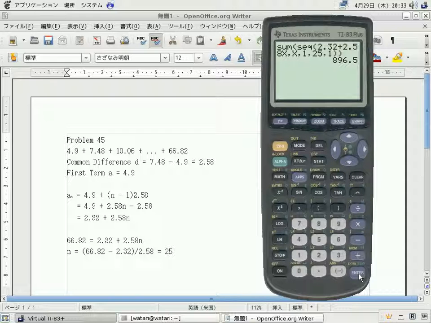So, okay, so that's 41 and 45. I've done both of them. So I guess I've done everything now.